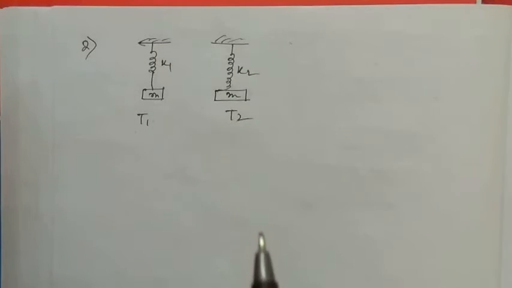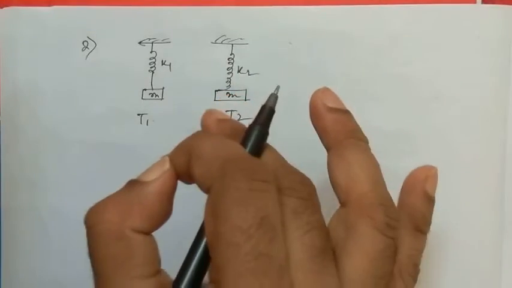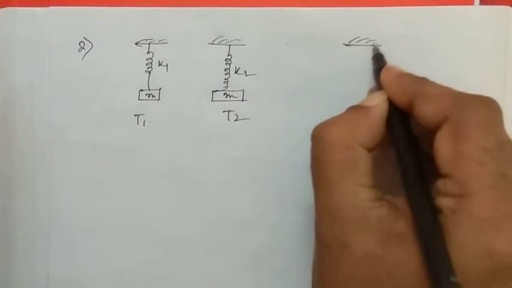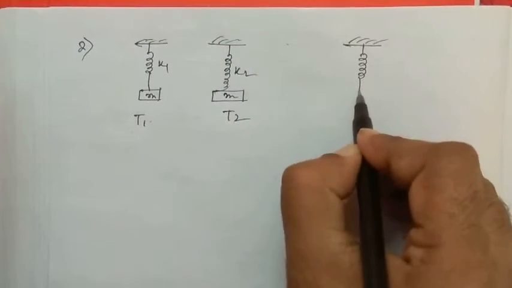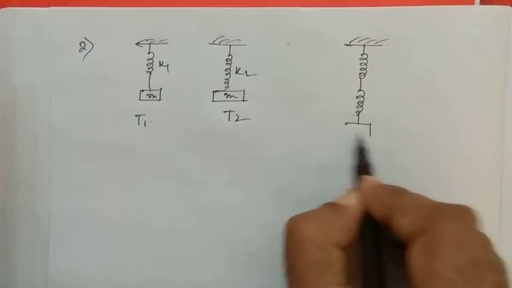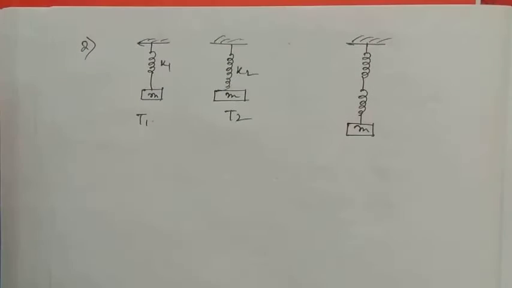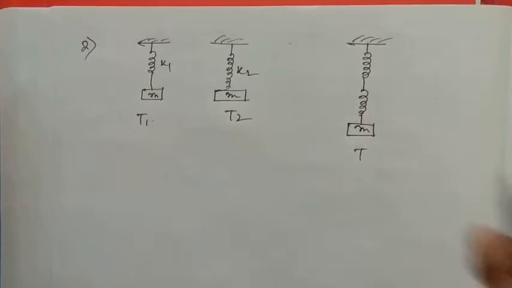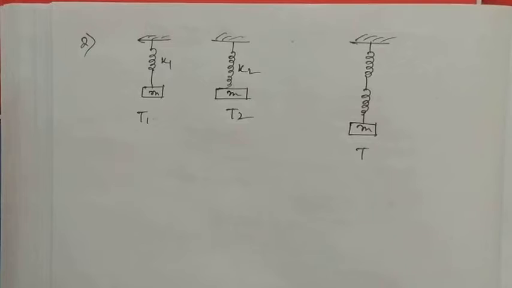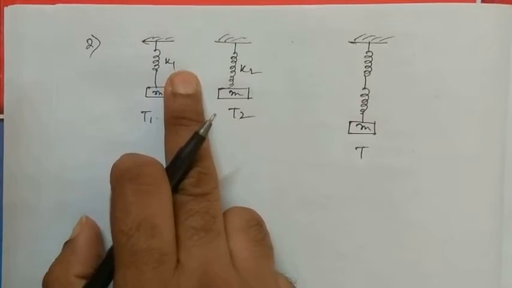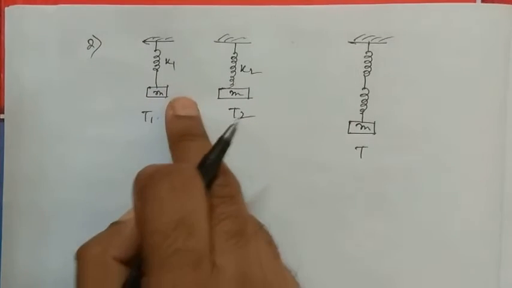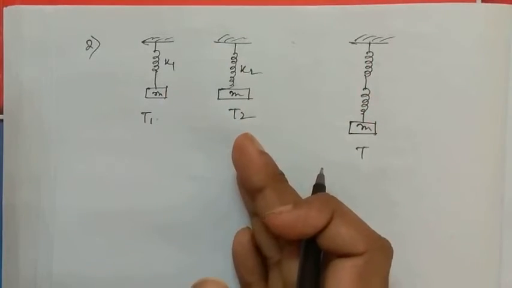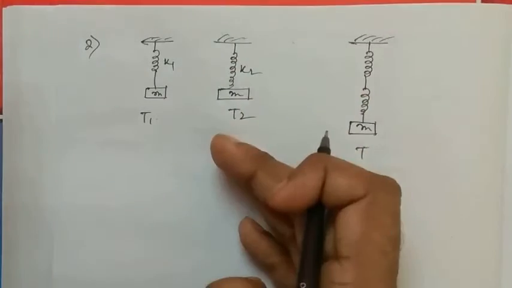Now if this same mass is hung from a series combination of these two springs, if the two springs are kept in series and the same mass m is hung from it, what happens to the new time period T? Now first of all we have to find out the value of k1 in terms of T1 and mass m. Similarly for the second spring, the relation between k2, T2 and m.